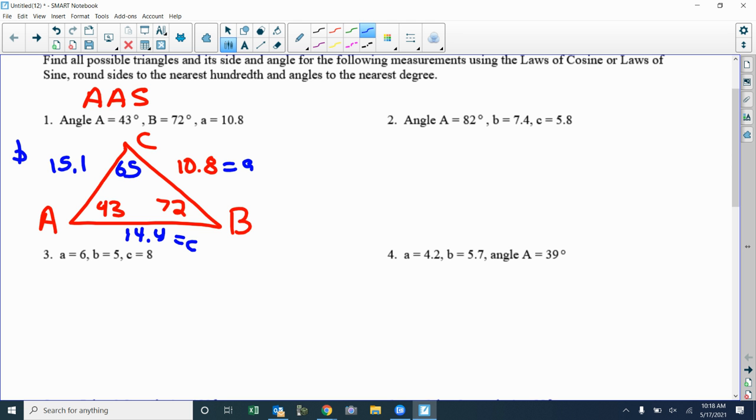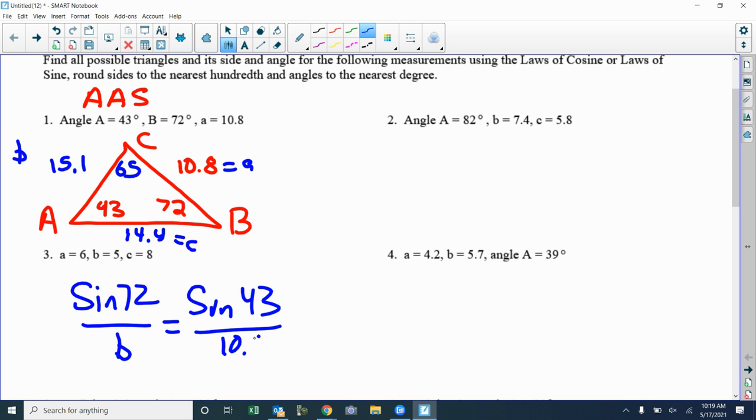Okay. Just work it out just once. Let's do the sine of 72 over, we don't know B, is that all right? It is going to be equal to the sine of what we started with, 43 over 10.8. So we had that angle A and side A. If you have your calculators handy, you want to practice this, I think it would be really advantageous for everybody to do that.